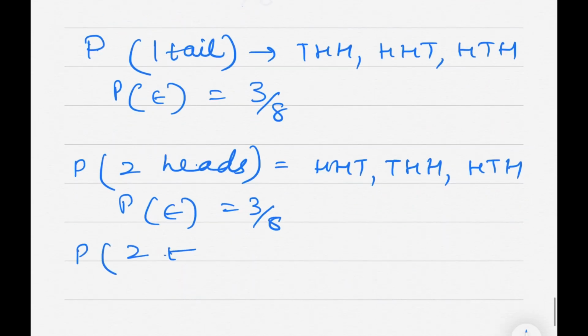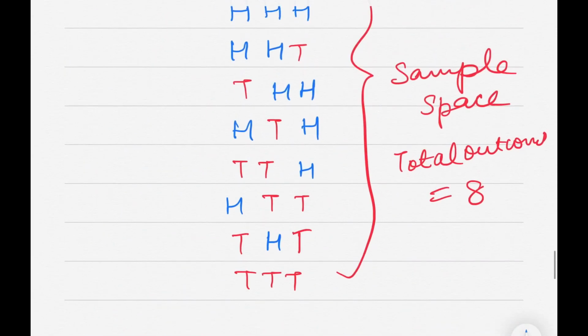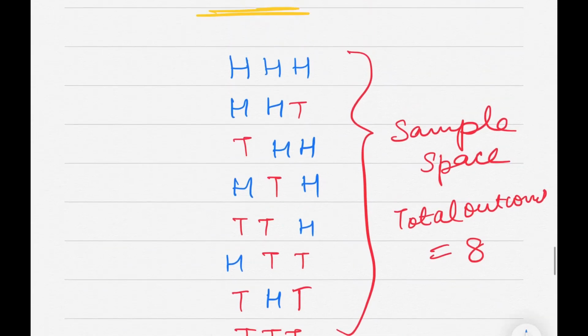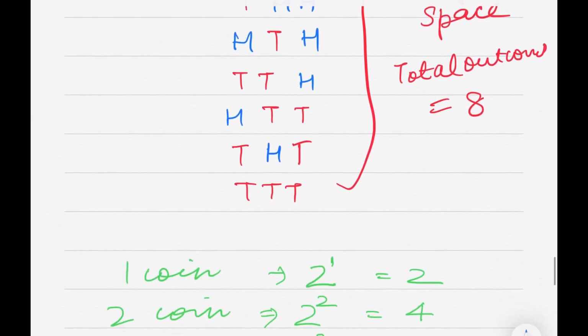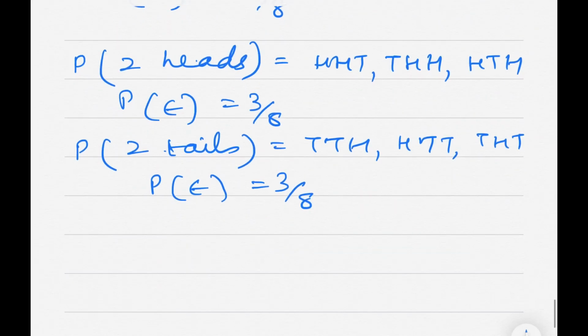Similarly, I can go for 2 tails. For this also my options will be tail, tail, head; head, tail, tail; and the remaining one. These are my three options for two tails. I have colored them differently, so 1 2 3, right? Again, this probability will also be equal to 3 by 8.